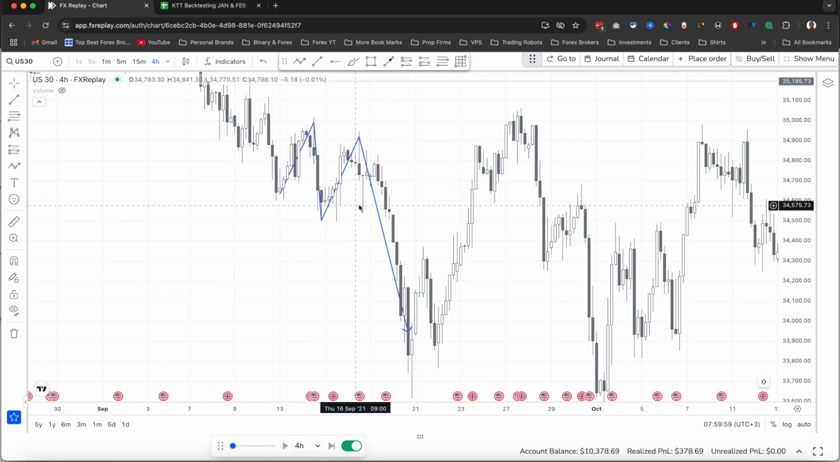Because this is on a 4-hour time frame, whenever you see this on a 4-hour time frame, you can scale down to a 15 minutes time frame and look for entries, because these are impulsive moves. That means the price has now reversed impulsively.